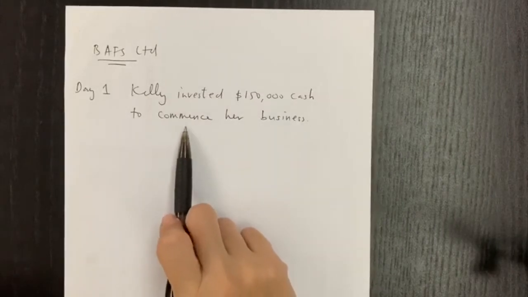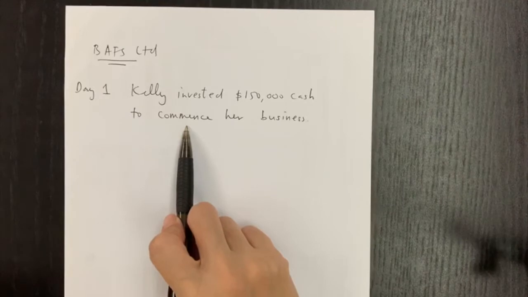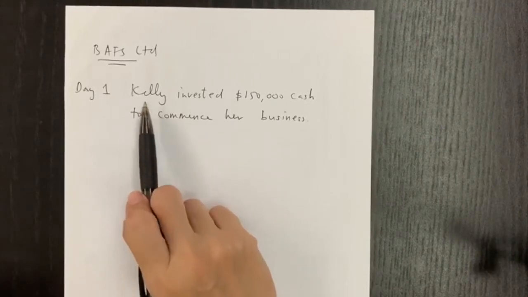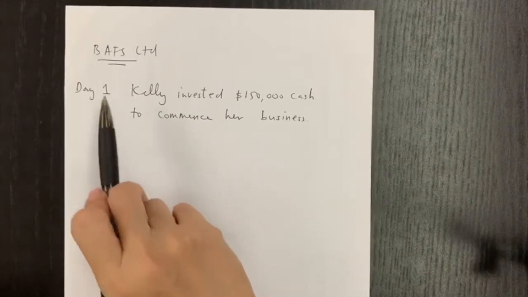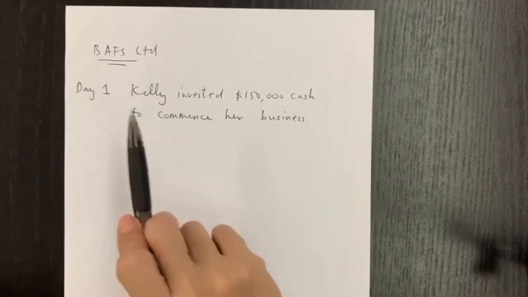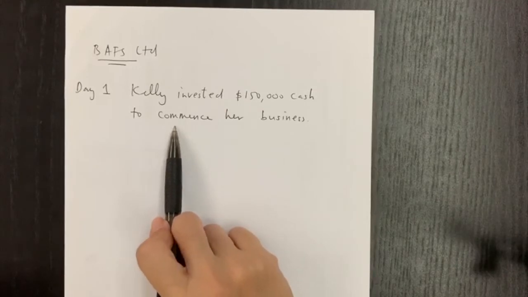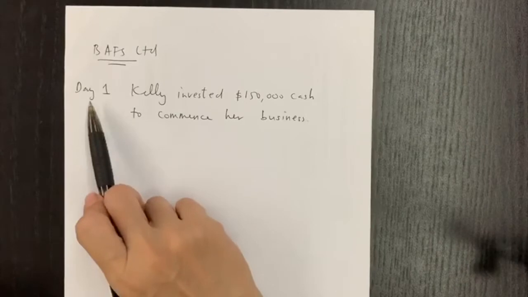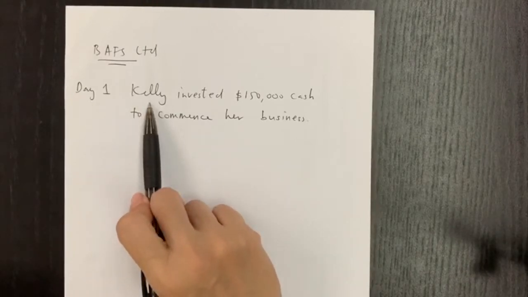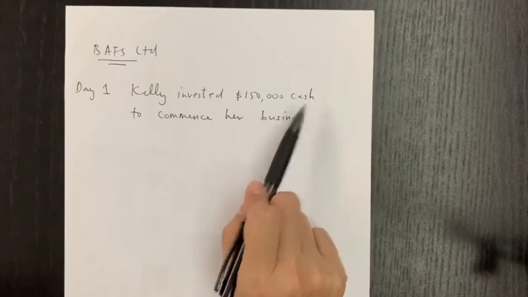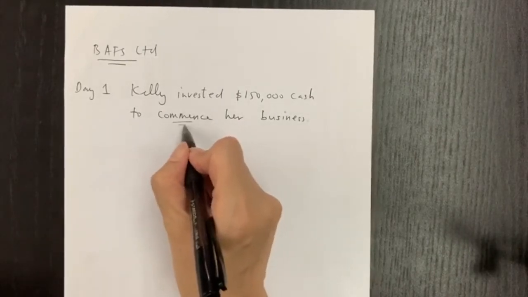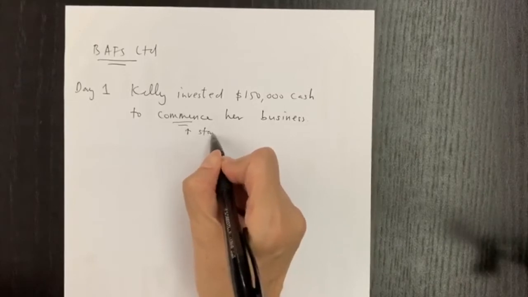Alright, so here I have the information used to deduce the accounting equation. Now Kelly is the owner and she wanted to start her business, and the name of the business is BAFS Limited. So how to start business? The first thing is you need money, right? If you do not have money, you cannot start any business. So here on day 1, we have Kelly, who is the owner, invest 150,000 cash to commence, and here commence means to start her business, right?